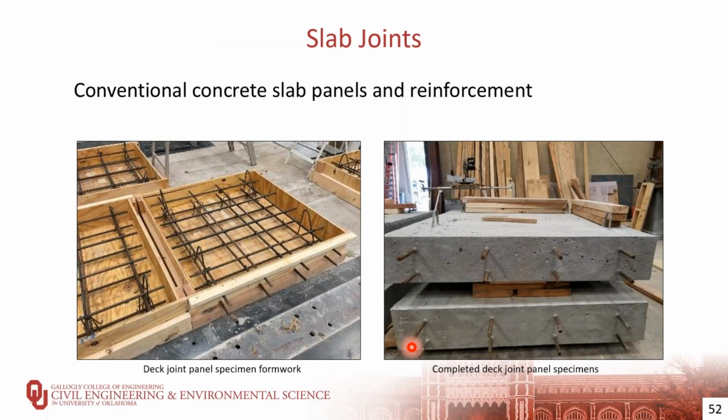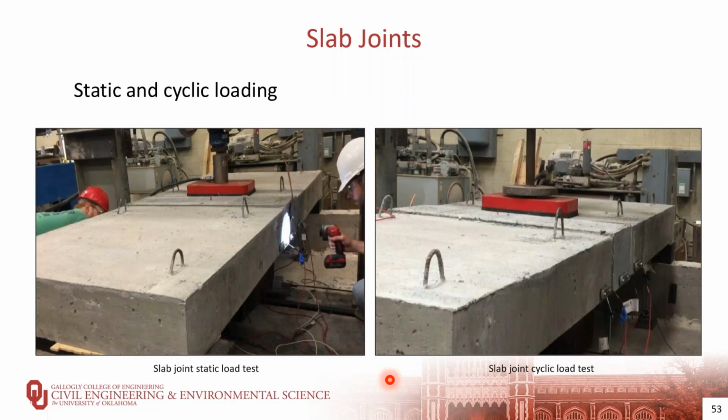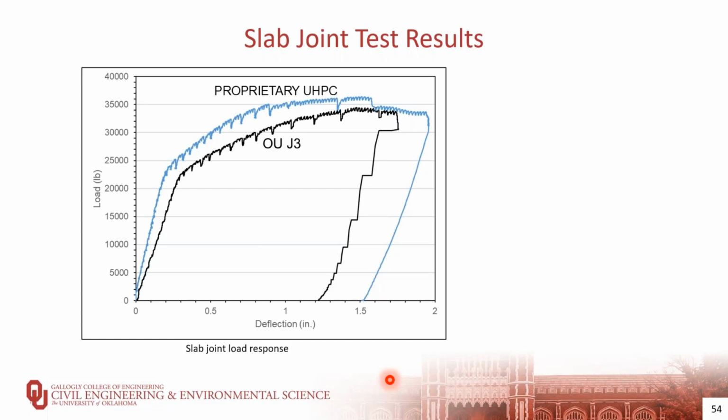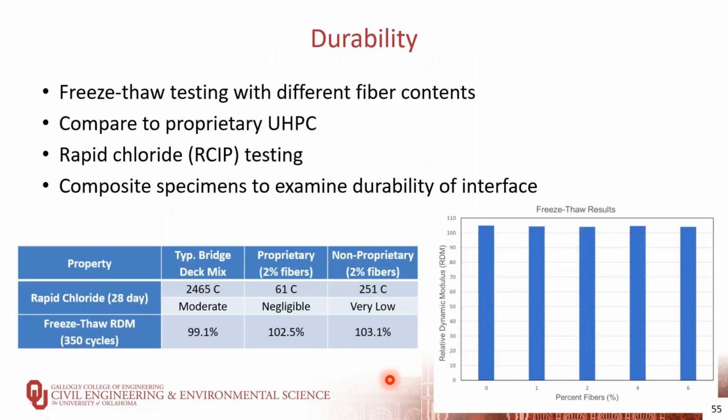We also tested some conventional slab concrete panels connected with a UHPC joint using this non-proprietary mix. So here you can see the completed panels on the right, the form mark on the left. We tested these both statically and cyclically. And if we look at the results of these two, the non-proprietary mix had a very similar performance to the proprietary UHPC, with a lower early age stiffness due to a lower modulus of the material, as well as a potential earlier cracking at the interface. And then in both cases, we exceeded the estimated capacity of a monolithic slab, and we experienced yielding of the reinforcing steel.